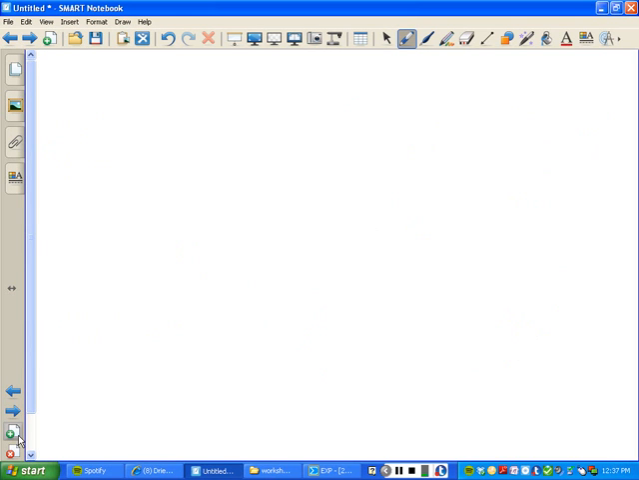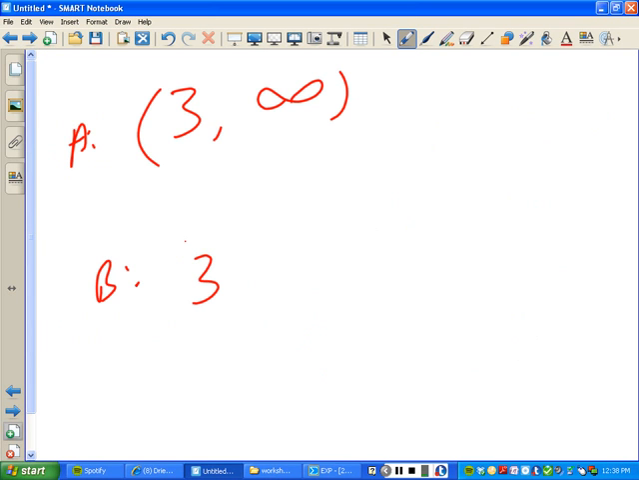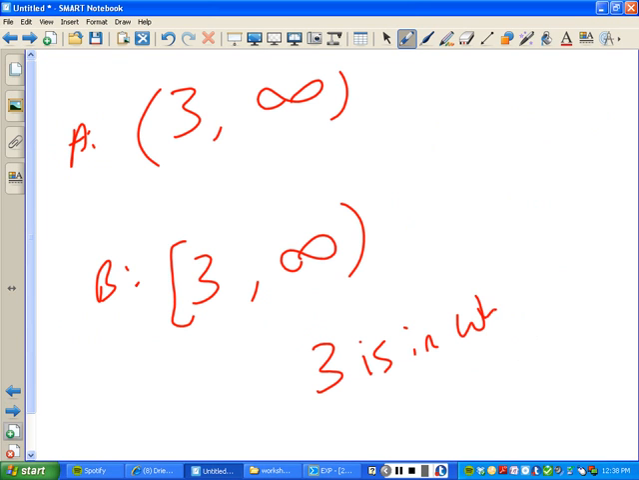I'm going to give you two sets. Call it set A and set B. And I will tell you that 3 is in what set? Which one's it in? The number 3 is in what set? Is it A or B?